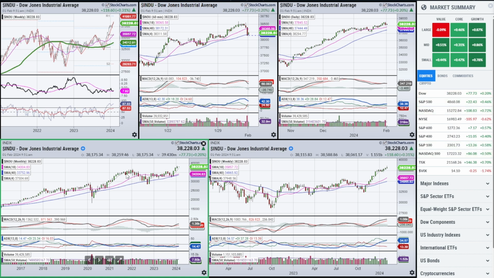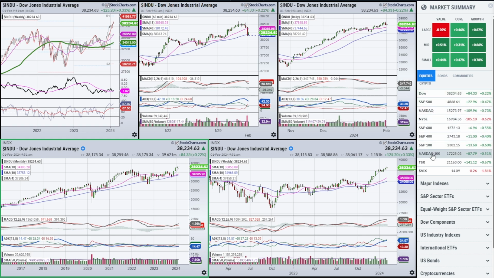You can see this index, the Dow Jones, which I believe has the best look to it, especially when I start looking at MACD and ADX. The position it's in, I think, is pretty attractive. Now it needs a pullback, but I do think that looks good.